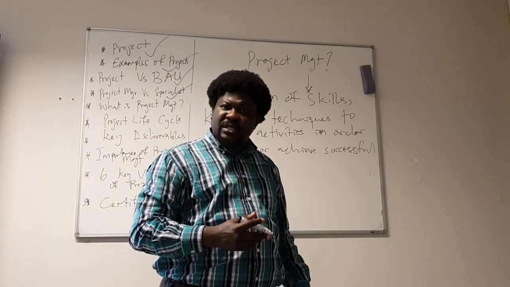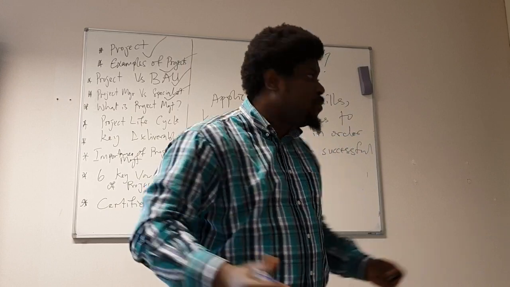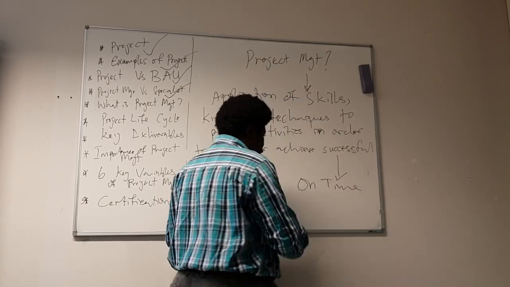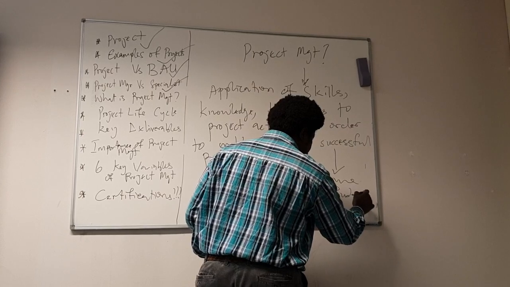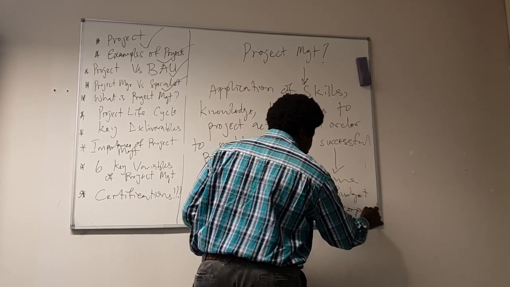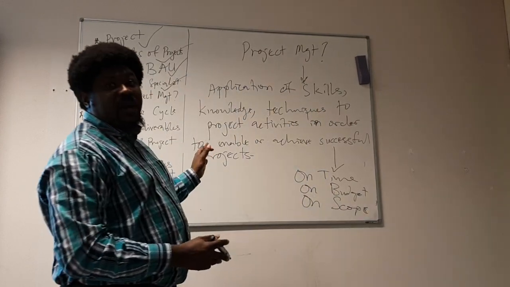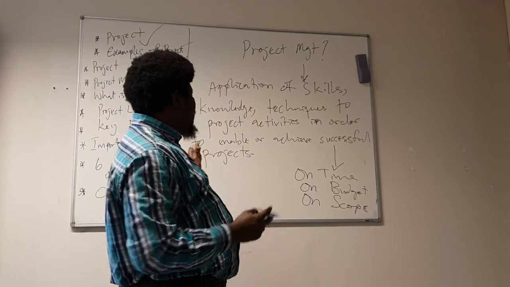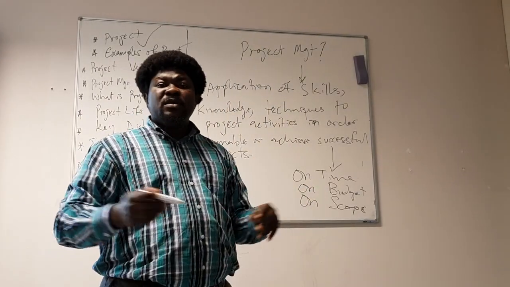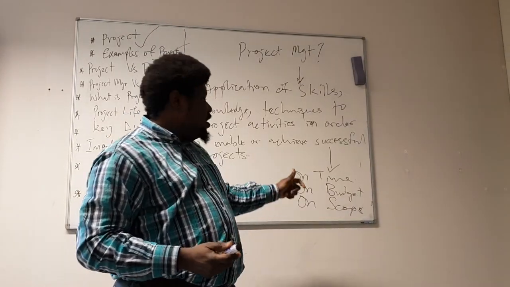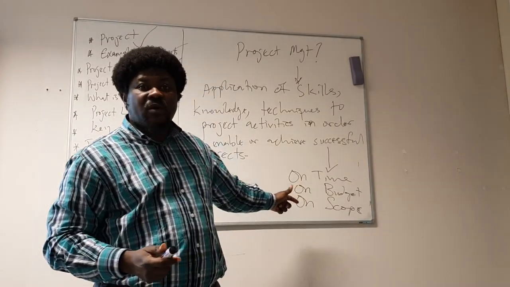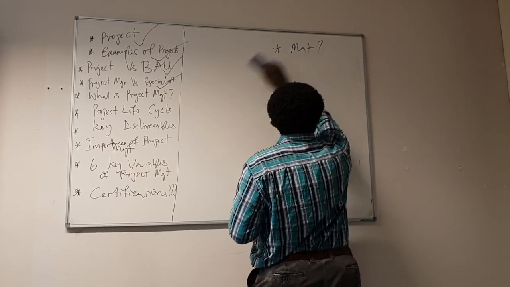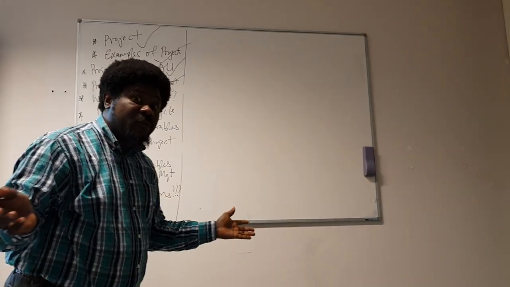What do we mean by successful projects? That's the question. Victor, that's vague. By successful projects, the project has to be on time, on budget, and on scope. So what is project management? It is the application of skills, knowledge, and techniques to project activities so that we get a successful project. A project is successful when it is delivered on time, within budget, and within scope. I hope this will be very useful for project management students around the world.